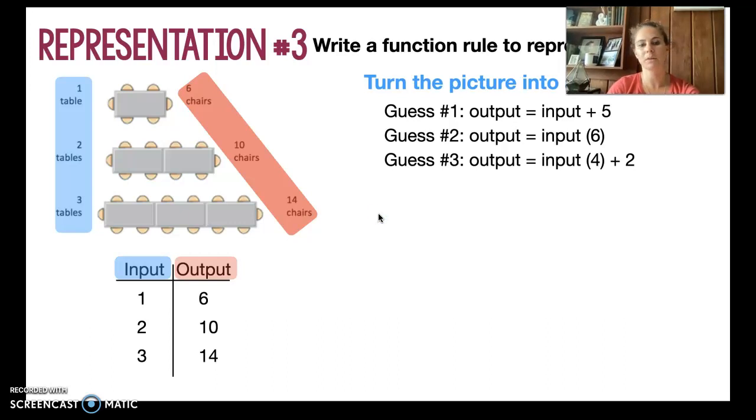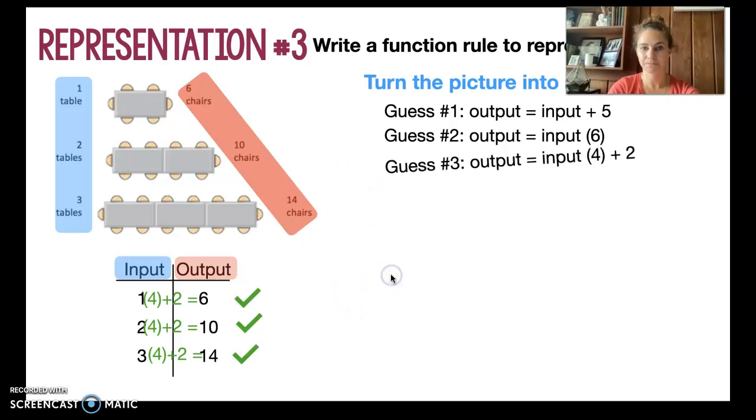4 times my input plus 2. 1 times 4 is 4, plus 2 is 6. That works. 2 times 4 is 8, plus 2 is 10. 3 times 4 is 12, plus 2 is 14. So it looks like this rule is the one that works. So you can see how sometimes thinking about how your pattern is growing, a visual representation helps you identify the mathematical representation that goes with it.